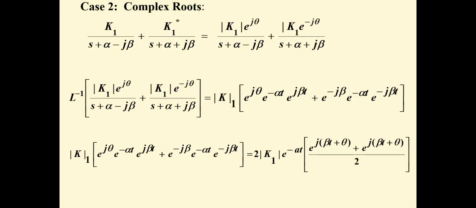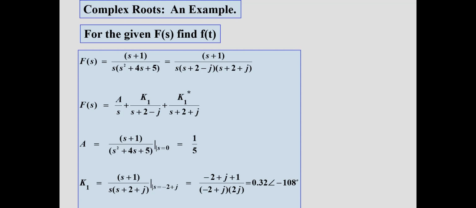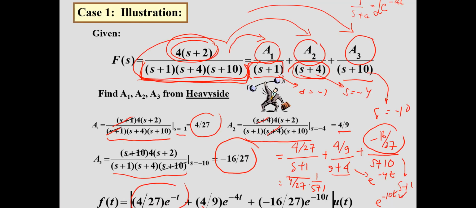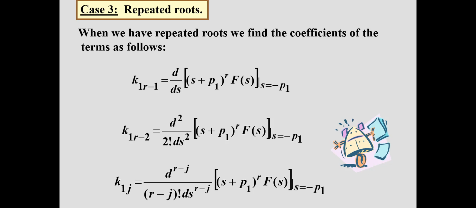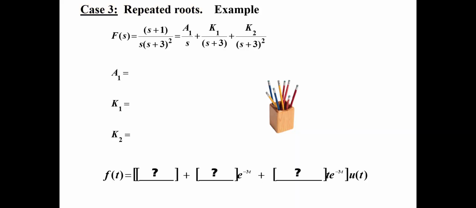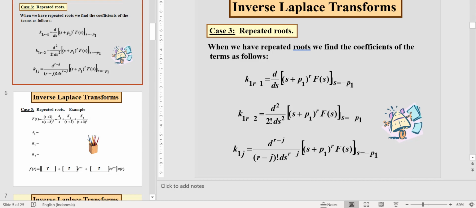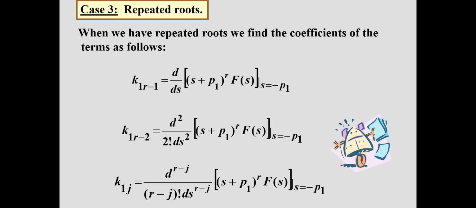Okay, so this is case 3, and case 2 is for complex and repeated roots. For repeated roots like this one, we find the coefficient terms as follows. So K1 r minus 1 is the differential of s plus p1 power of r Fs, when s is equal to minus p1.